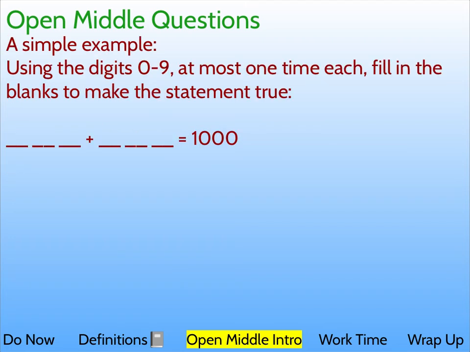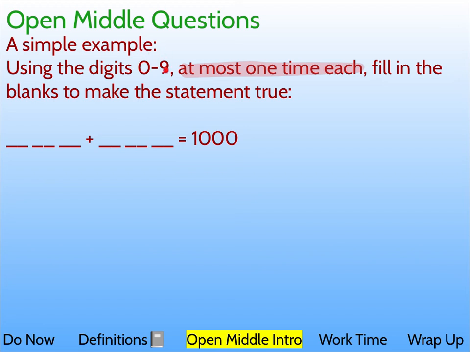So here's an example of an open middle question. It just says, using the digits 0 through 9 at most one time each. That's the hugely important part here. At most one time each. Fill in the blanks to make the statement true. Blank, blank, blank plus blank, blank, blank equals 1,000. So important things to note here. When they just have these blanks consecutive like that, that means it's a 3-digit number. So some 3-digit number plus another 3-digit number equals 1,000.